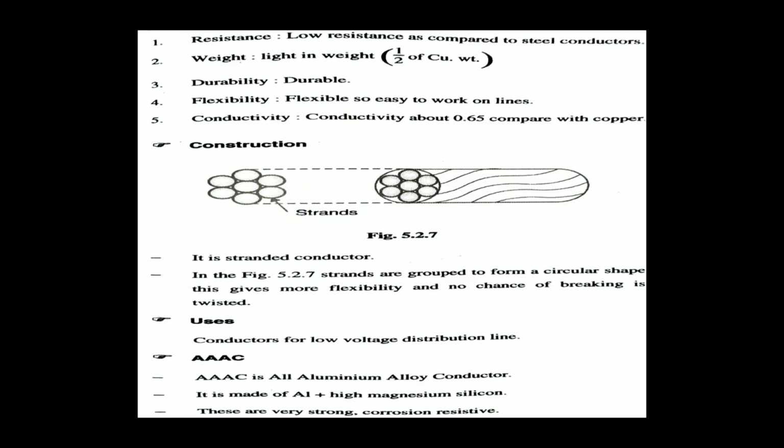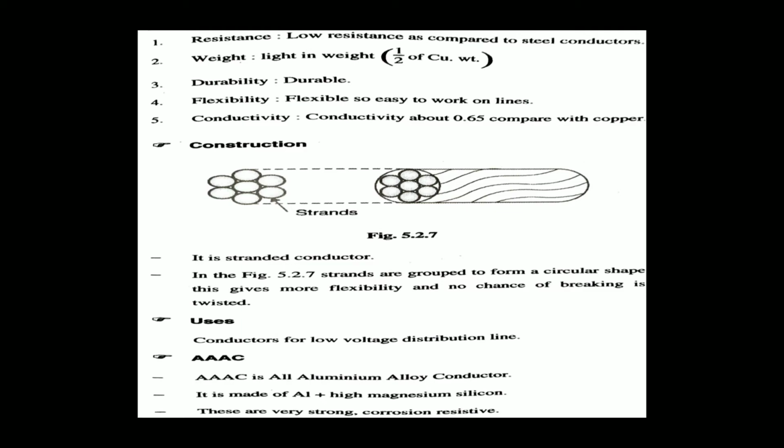The resistance of the all aluminium conductor is low as compared to steel conductors. The weight of this conductor is less. It is durable and flexible, so it is easy to work on lines. The conductivity is about 0.65 compared with copper. Okay, it is a standard conductor.